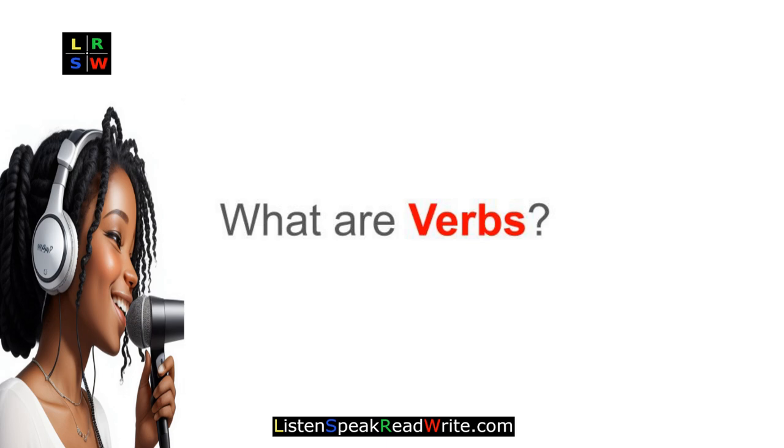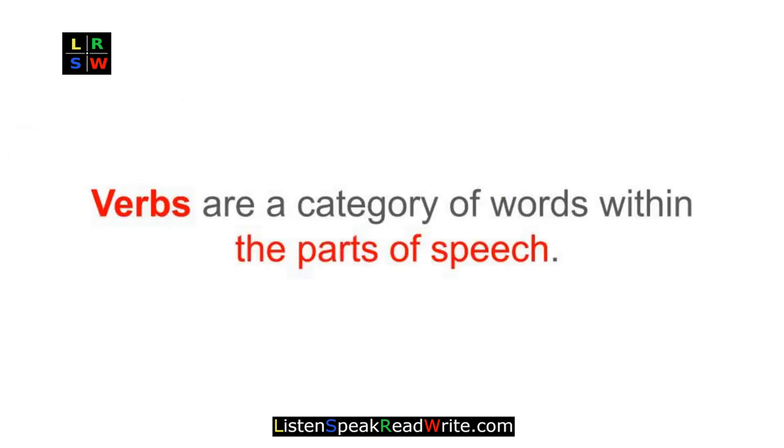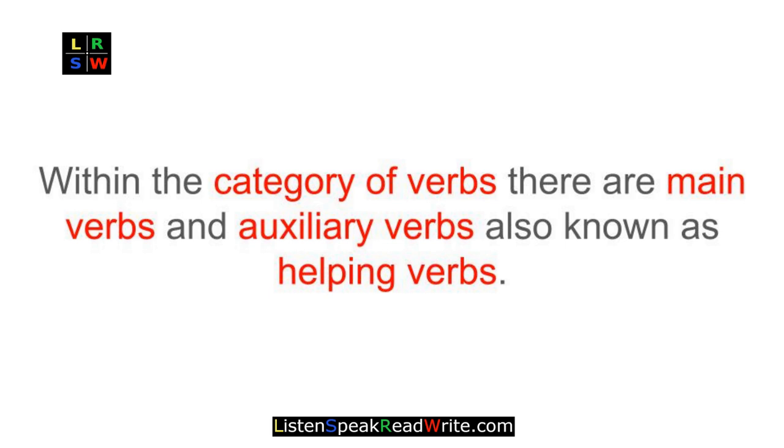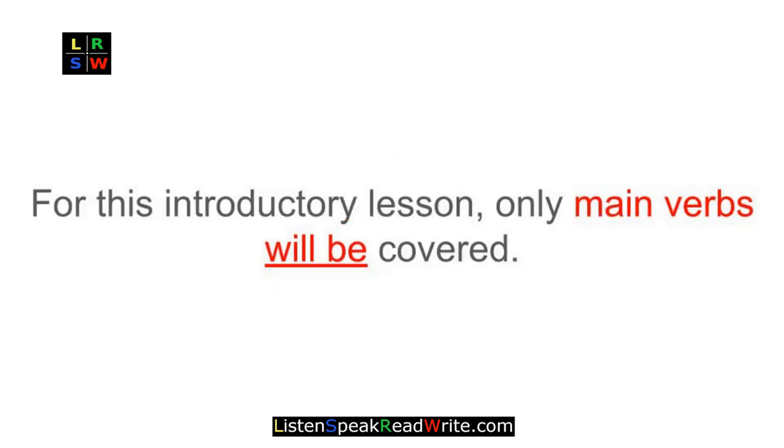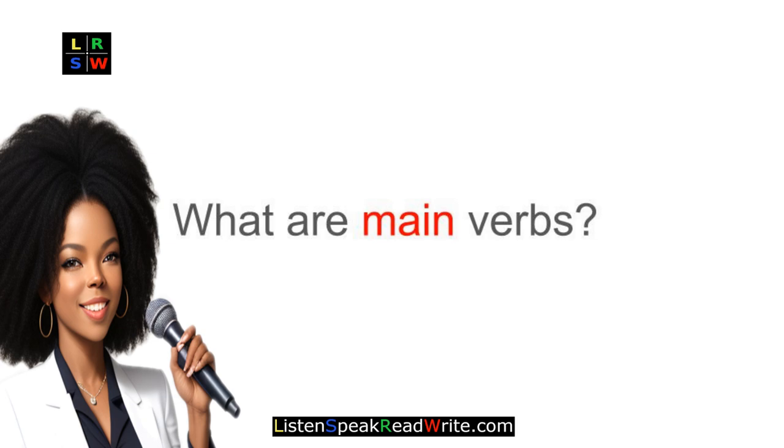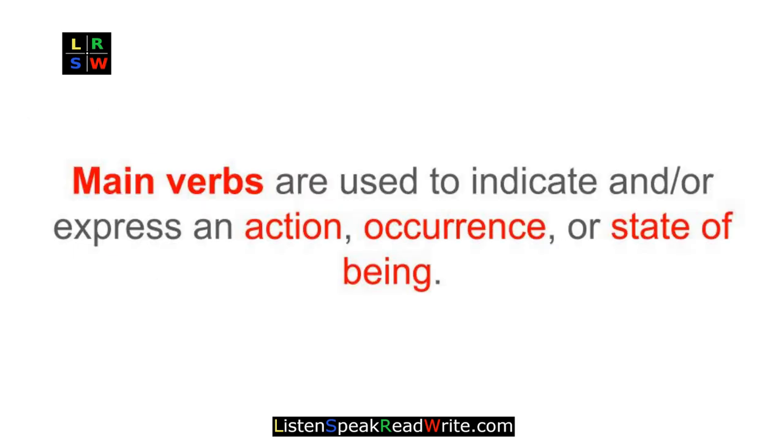What are verbs? Verbs are a category of words within the parts of speech. Within the category of verbs, there are main verbs and auxiliary verbs, also known as helping verbs. For this introductory lesson, only main verbs will be covered. What are main verbs? Main verbs are used to indicate and/or express an action, occurrence, or state of being.